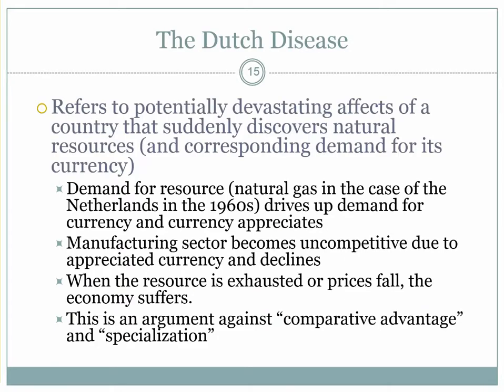One disastrous example of this is the Dutch disease. It refers to a potentially devastating effect of an increased demand for a country's goods and currency. In the 1960s, the Netherlands found natural gas, just like we've been discovering natural gas in the U.S. recently with shale and fracking. That caused an increase in demand for the tiny country's currency, the Dutch guilder.